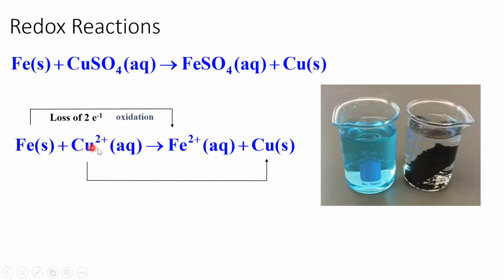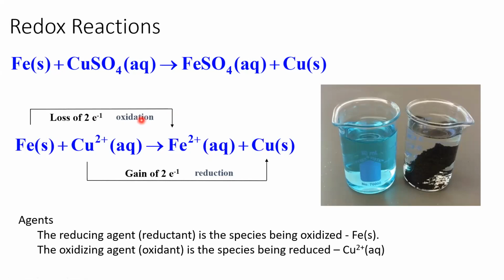Now let's look at the copper. It's going from a +2 to a 0. How's it doing that? It's gaining 2 electrons. And gaining electrons is reduction. So we have electrons being lost by the iron and gained by the copper ions. And that's how we end up with iron ions and copper atoms as our product. So this is a redox reaction. We have a reduction and an oxidation taking place. Now, kind of opposite terms that we might see.